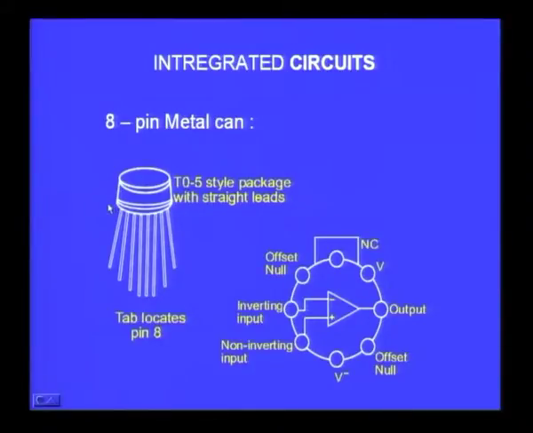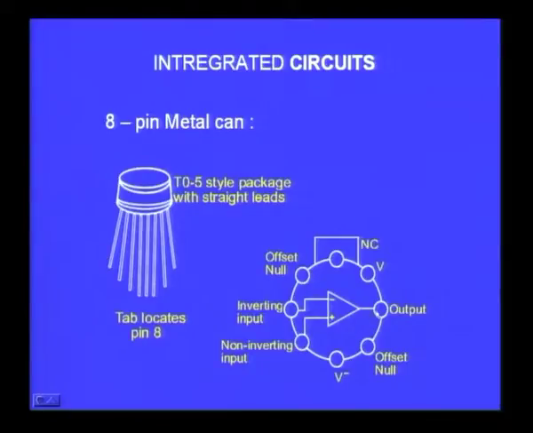There will be a small projection in the metal can, which gives us the idea of where it starts, as some reference point. I have shown the bottom view of the same metal can here. You can see this is the tab, and you have got various pins here. All the pins are designated with reference to, for example, this is a voltage, this is an output point, this is an offset null, V minus, non-inverting, inverting, etc. And this is a symbol for op amp.